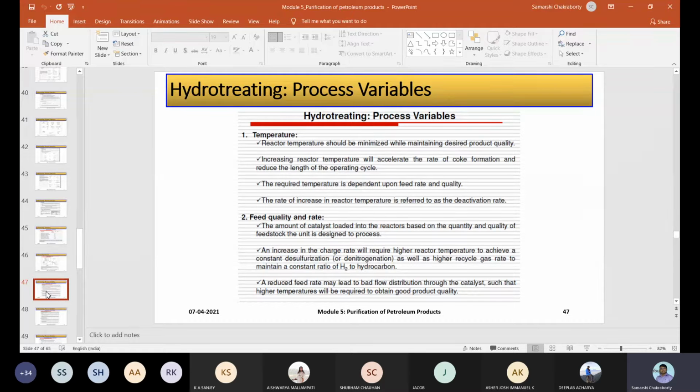Can anybody tell me why, if I increase the reactor temperature, the coke formation will happen? Any random guess?